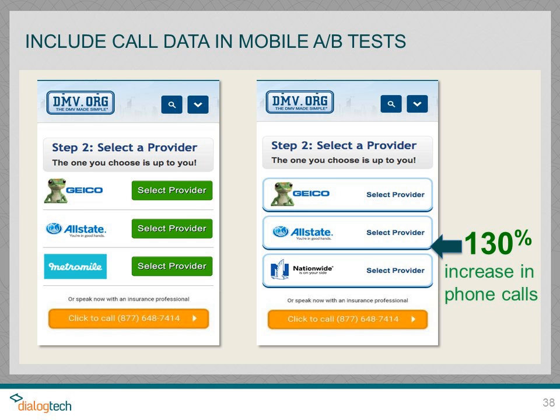So, A/B testing data: you should obviously use your call tracking, call attribution data in A/B tests. So I talked a second ago about how you know which pages are driving calls.